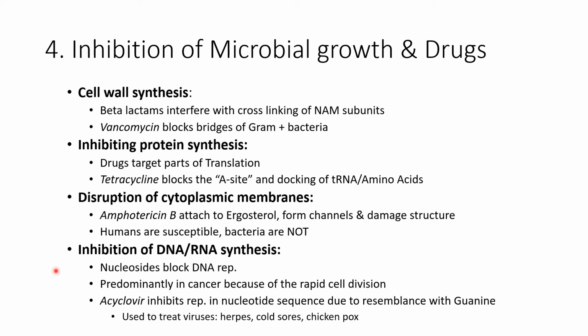Inhibition of DNA/RNA synthesis is the last category. Nucleoside analogs are used to block DNA replication or mRNA transcription. We see them mostly used against cancer because of how fast cells divide. Acyclovir is an example of a nucleoside analog that inhibits replication because it so closely resembles guanine in the nucleotide sequence. This drug is used to treat viruses like herpes, cold sores, and chickenpox.